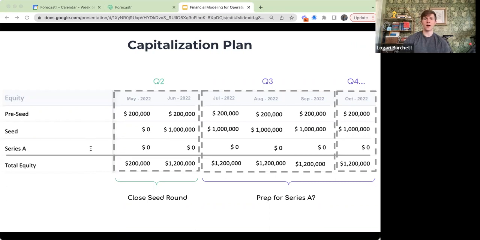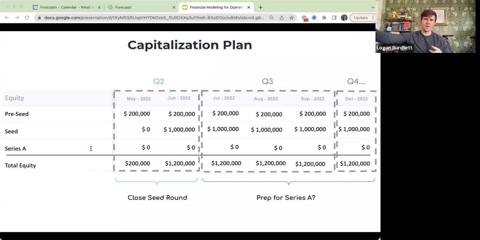But it's also good to outline a rough plan for future capitalization. So in this case, if I'm closing a seed right here, right now, then the subsequent quarters, it could be 18 months, 24 months, everything is building towards a Series A. So what do I need to do? What are the milestones that I need to hit in order to make sure that that goes off without a hitch? And then we're constantly just making sure that we're on that path, right?